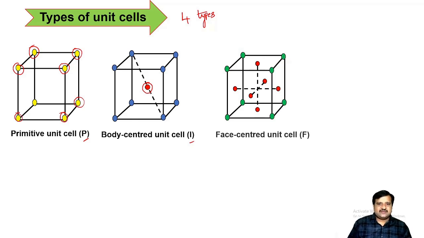Next, third one is face centered unit cell, represented by F. In face centered unit cell, there are 8 atoms at the 8 corners, and each face contains one atom. This cubic system contains 6 faces, so 6 atoms are present at the center of the faces. So this is the face centered unit cell.